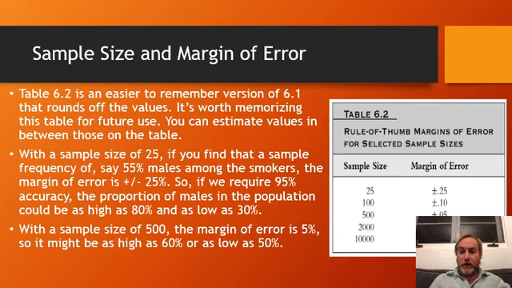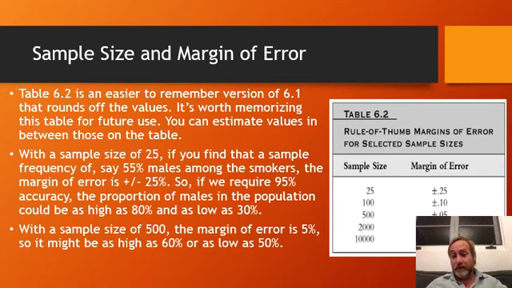And on that same page or the next page, they give you a rule of thumb, a handier version of 6.1 that rounds things off. It makes it something you could even potentially memorize or at least consult very quickly and easily to get a sense of, okay, if I'm dealing with a sample size of 25, I've got a margin of error of like 25% on either side, and so on. If I'm dealing with 500, 0.05, and you might find that handy.